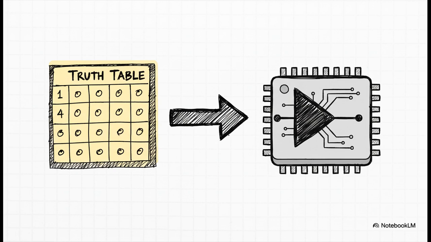And here's the part where it gets really cool, where this stuff gets real. These truth tables aren't just ideas on a page. They are the literal blueprints for tiny little electronic circuits called logic gates. We're talking billions of these physical gates, etched into a piece of silicon. They're the microscopic brains of your computer, and each one perfectly follows the simple rules we just went over.